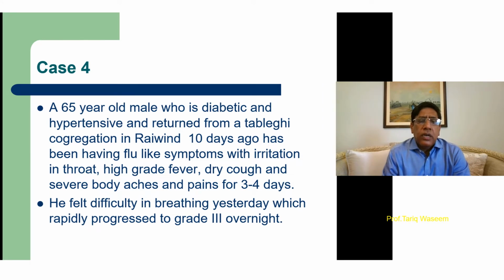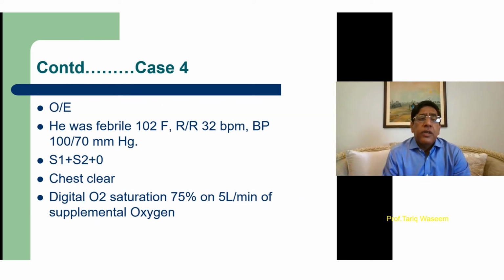On the third day, he started having difficulty in breathing. That was yesterday, and overnight this rapidly progressed to grade 3 dyspnea. So this is a rapidly progressive dyspnea in the setting of flu-like symptoms in a patient who has been to a place where a lot of people gathered together, which is not the right thing to do in the current scenario. And on examination, he had a fever of around 102.